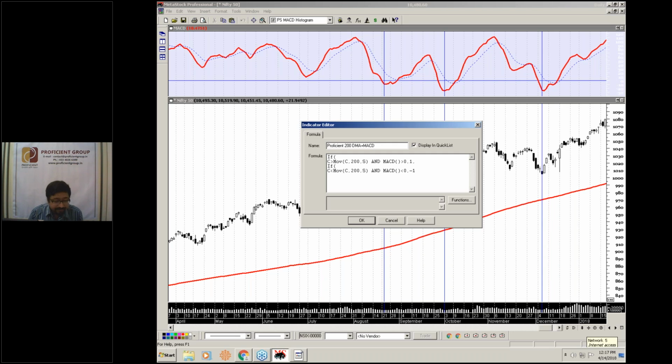And if none of this value happens, none of this condition occurs, that is, there is a possibility that none of these conditions will occur, then what will Metastock do? In that case, we command Metastock to continue with the previous value. Whatever the previous value of the indicator was, may it be 1 or -1, it will give us that value, right?